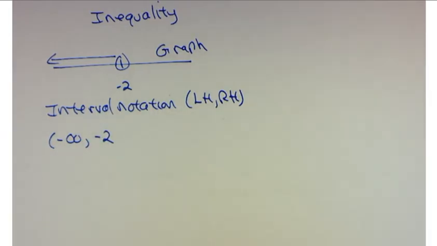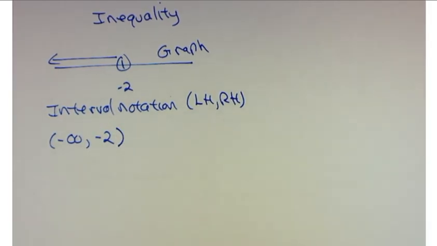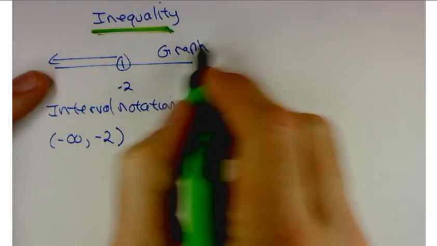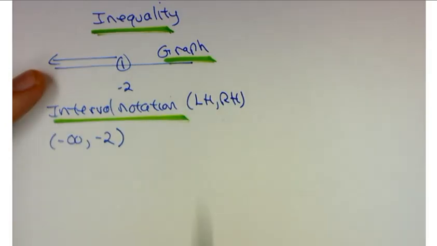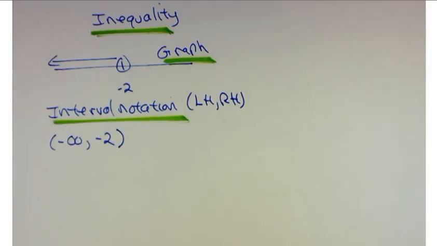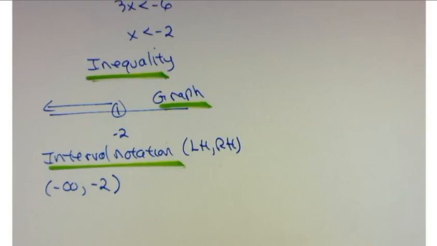And because we're not including negative 2 itself, I'll use a parenthesis. If I wanted to include that point, then I'd use a bracket. And we'll see a nice contrasting example with problem number 18 coming up in a second. But that's it. There's three things that I want you to know the equivalence between: the inequality, the graph, and the interval notation. So we have all three of those for problem 16.